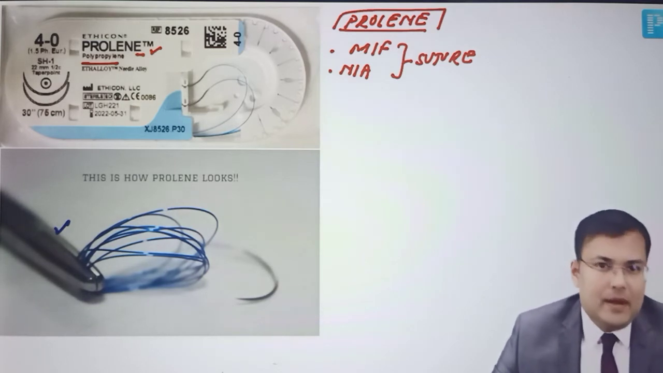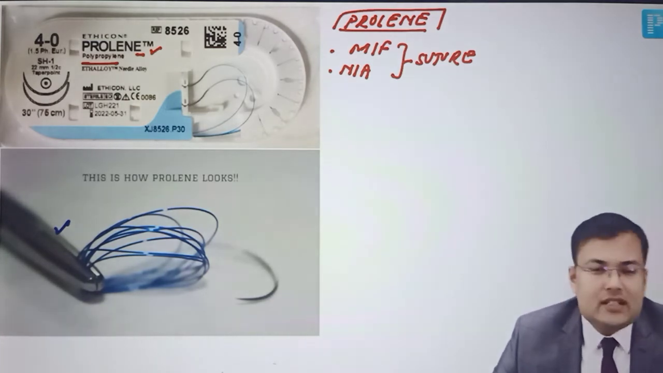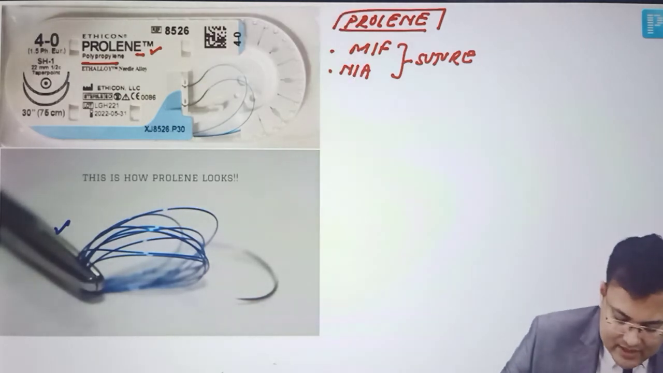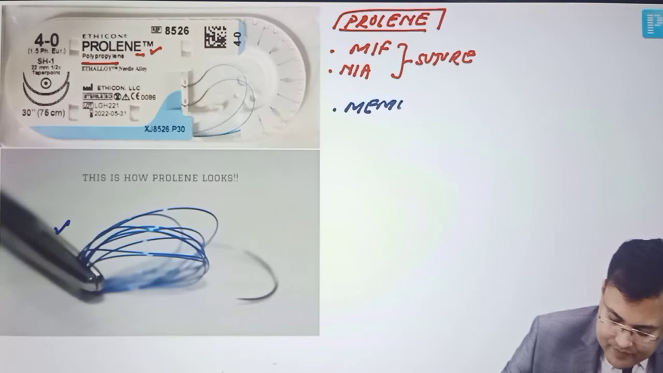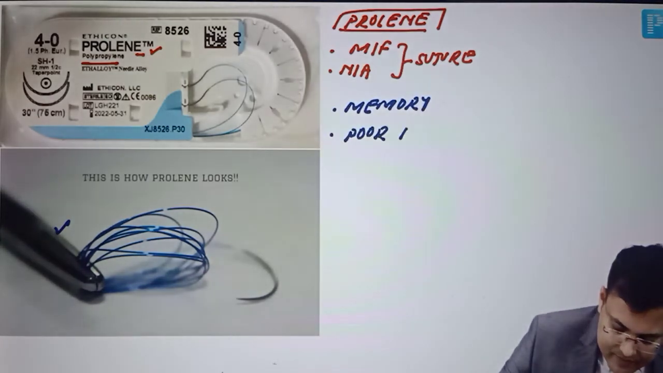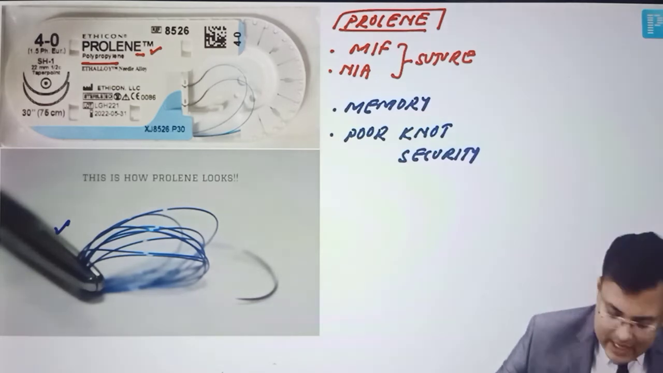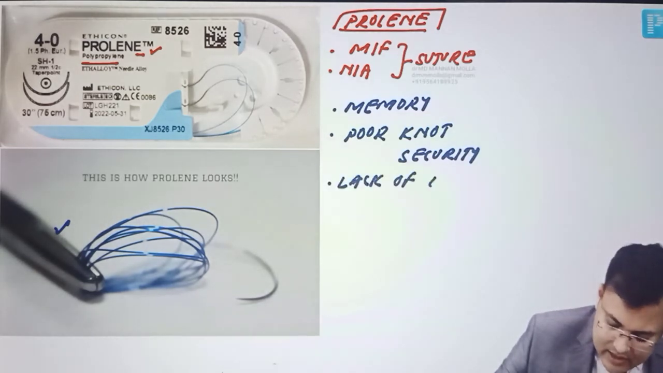What is the meaning of memory? Memory means the tendency to return to its unpackaged state. So what are the problems or disadvantages of this suture, proline? It has strong memory, poor knot security, and lack of elasticity. These are the disadvantages.